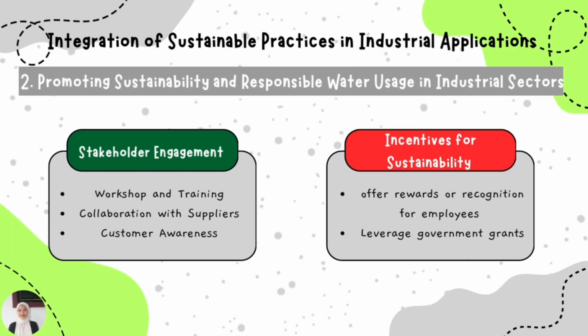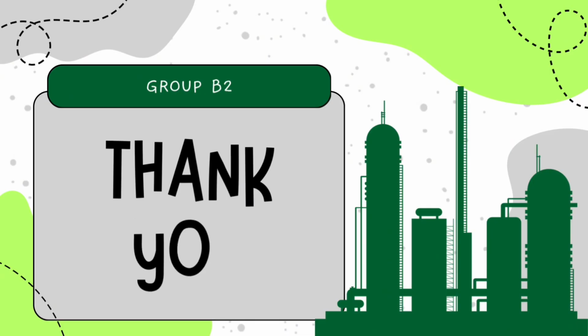The last one is customer awareness. We can communicate sustainability effort to customer to build trust and enhance brand reputation. The next point is incentive for sustainability. We can offer rewards or recognition for employees who implement or innovate sustainable solution. We also can leverage government grants or incentive for adopting green technologies.